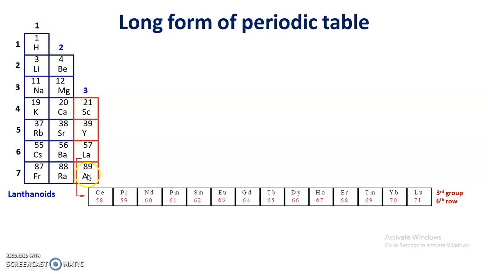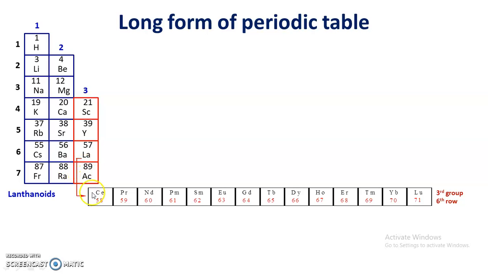Okay, this is D block element again. At the same position, including actinium, 14 more elements are there, like thorium, protactinium, uranium, neptunium, plutonium, americium, curium, berkelium, californium, einsteinium, fermium, mendelevium, nobelium and lawrencium. All these elements are placed at the same position, that is third group and seventh row. These are called actinides.